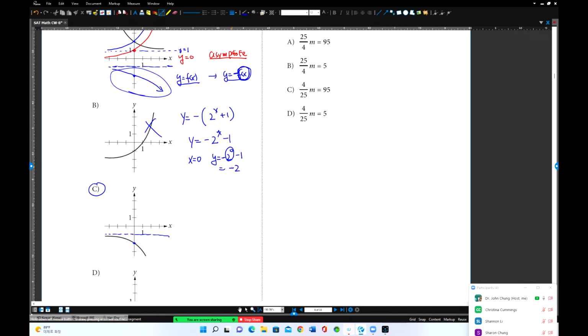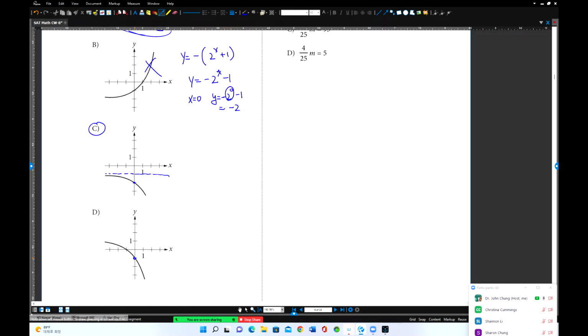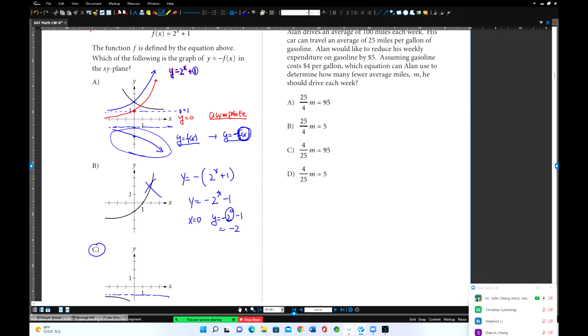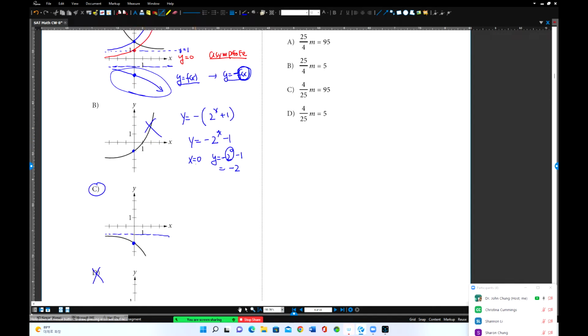The y-intercept is negative 2. Which one has y-intercept negative 2? This one has y-intercept negative 1. It can be, this is negative 2, possible. This is negative 1. This is also what? Negative 2 down over here, right? But this is positive 2. Okay, only checking the y-intercept, only this graph has y-intercept negative 2. So you can choose C over here too.